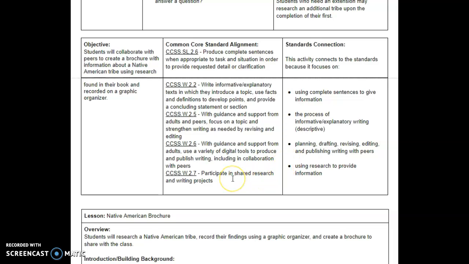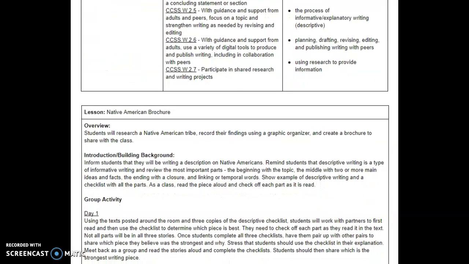The last standard I have over here is W.2.7, which students will participate in shared research and writing projects. So over here, we are going to be researching to provide information, and that's going to be included on the brochure mentioned. So let's go ahead and look at the physical lesson.